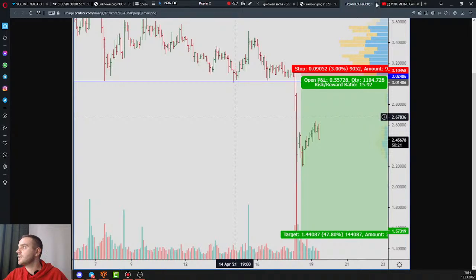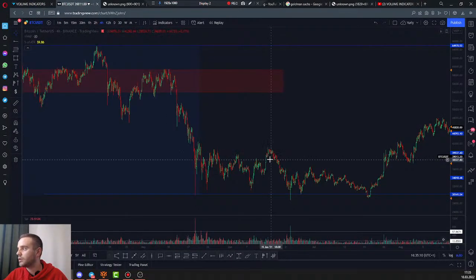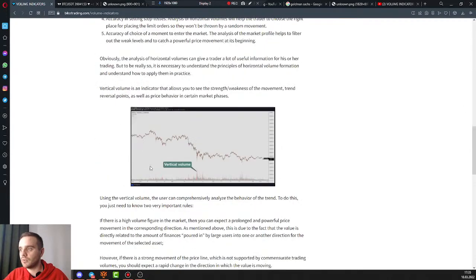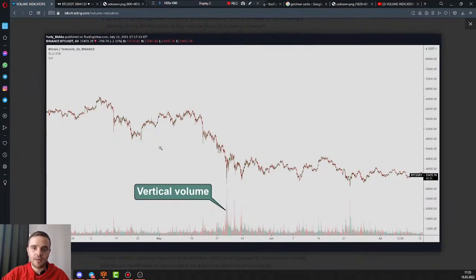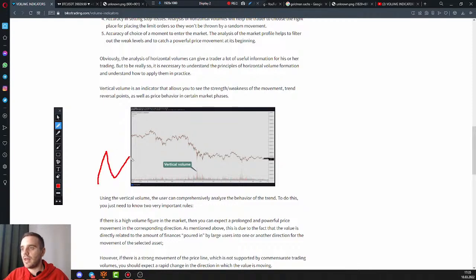Okay, let's continue. That means, my friends, when you do analysis by volume, it is horizontal and vertical volume. Once more, vertical volume shows you areas where exactly significant volume appears. Let me summarize how we can use vertical volume. It's really simple.